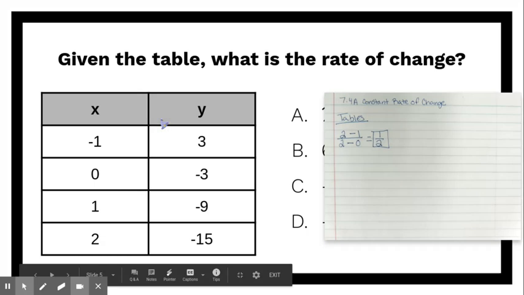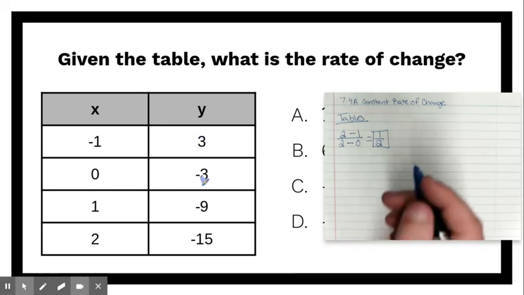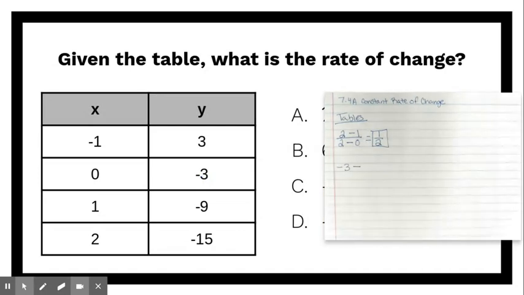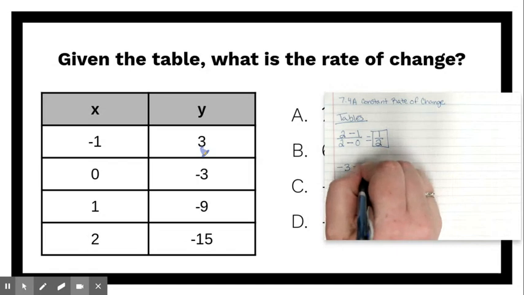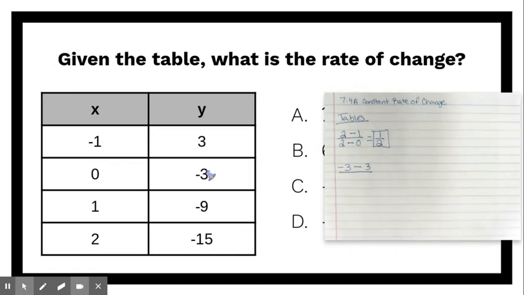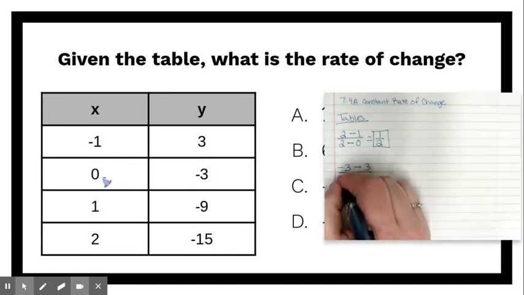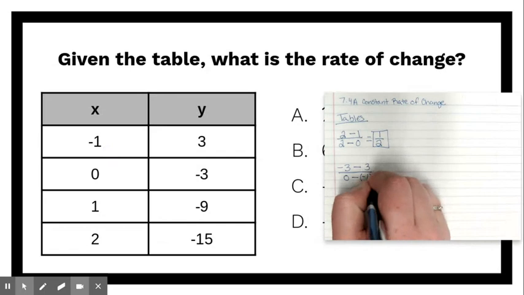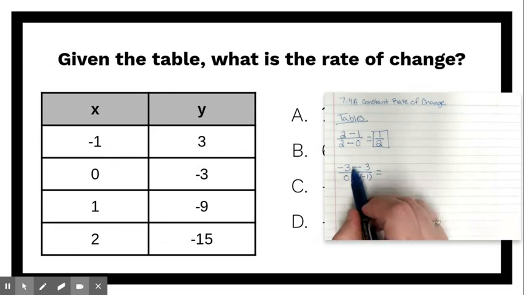So basically, we just want to choose 2 of the numbers. So I always like doing the first 2. So -3 is the second one. So I'm going to do -3. And we always minus that first one, -3. Okay. And then I match it. -3, the x value for -3 was 0. So I'm going to put 0 there. Minus the x value for that 3 was -1. -1.